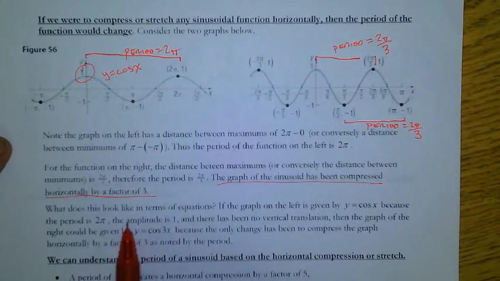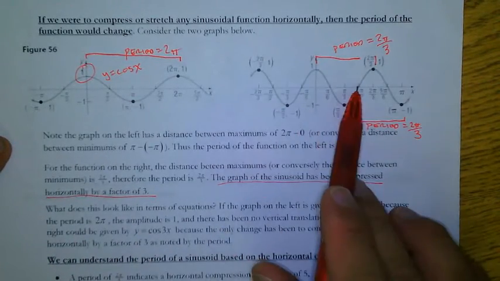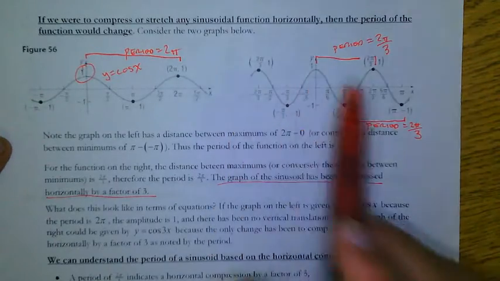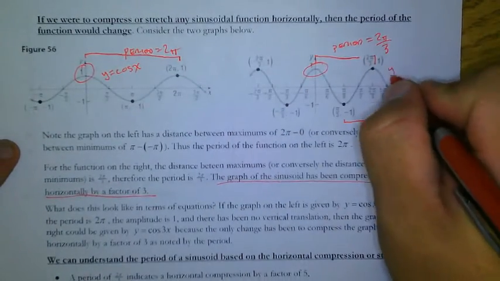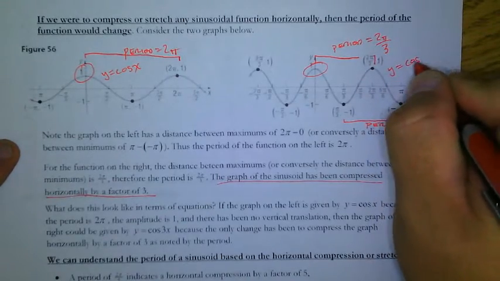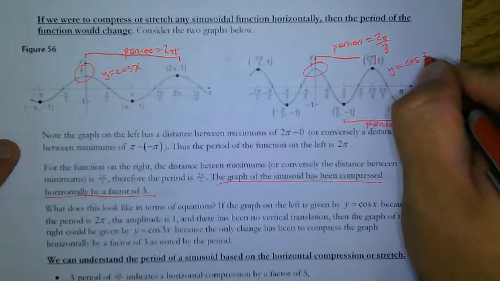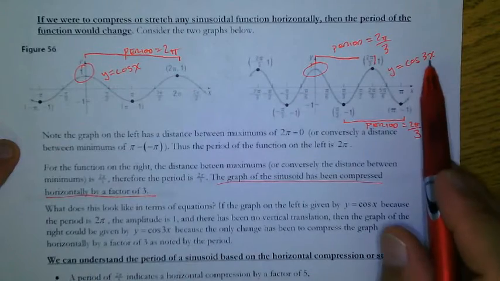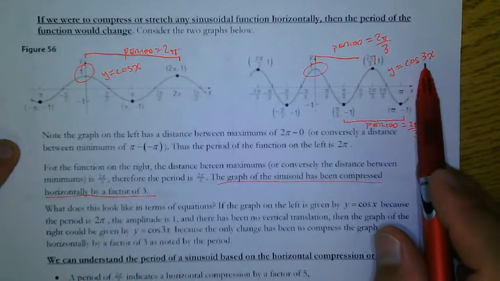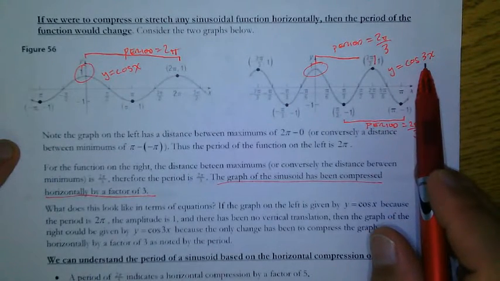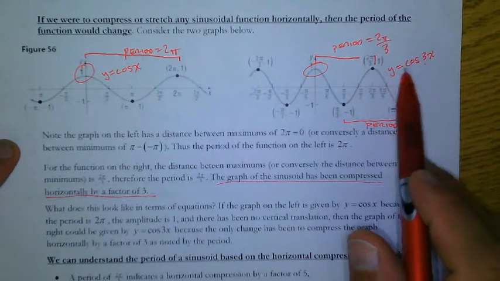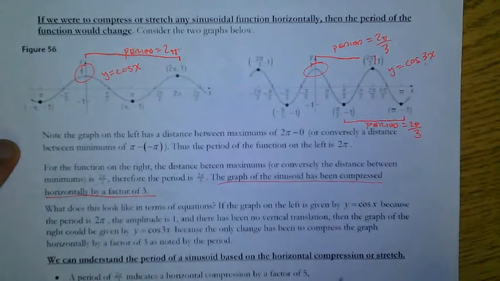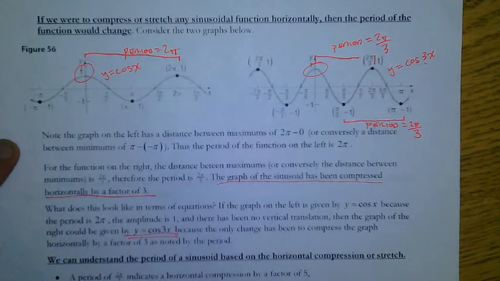Then I can look at this graph right here, and I say, it also starts at a maximum, it looks like a cosine function, but the period has changed, so this would be the cosine of 3x, because 3 times x represents a horizontal compression by a factor of 3. So 2 pi divided by 3, compressed by a factor of 3. So that graph is y equals cosine of 3x.